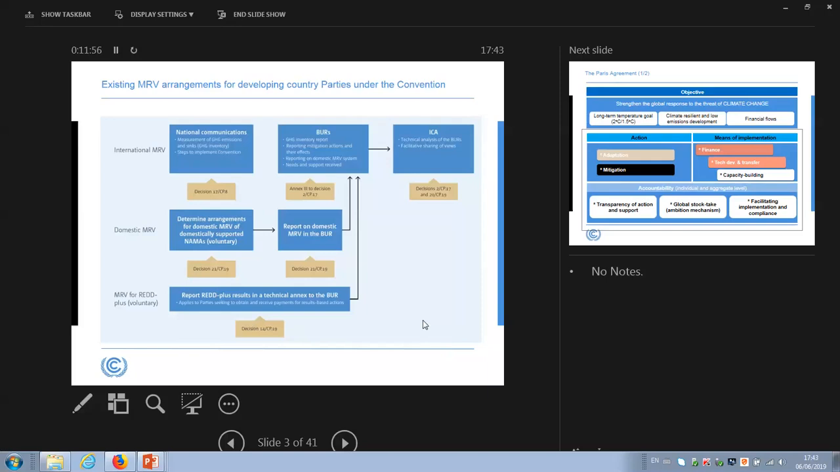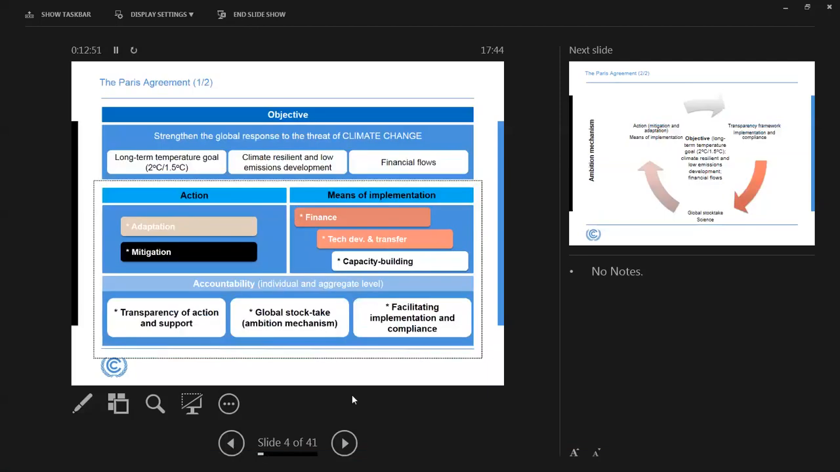At the domestic level, the developing countries have to make arrangements for domestic MRV in support of domestically supported NAMAs. This is a voluntary element of the domestic level. We also have to report on domestic MRV in the BUR. Those are for the domestic level. And those provisions came from Decision 2/CP.17. On a voluntary basis, we can also have MRV for REDD+ that will fit into the BUR. Next slide, please.